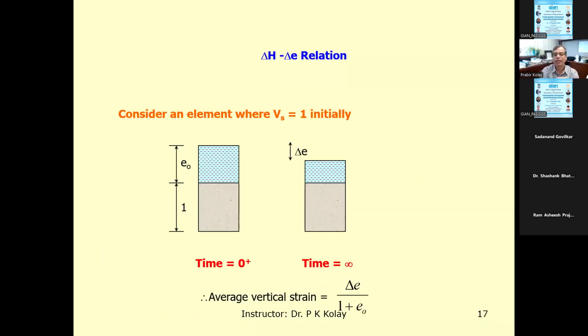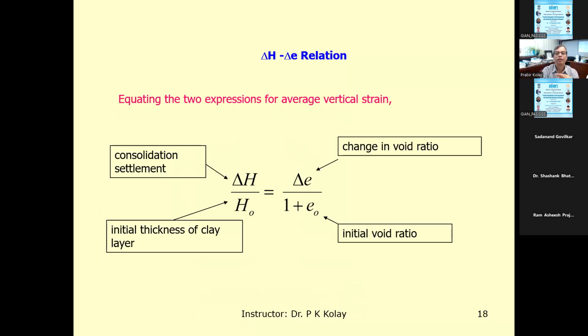And there are relations with the void ratio. You can calculate the settlements from there. So here, this is the relation: change in height by original height equals change in void ratio by 1 plus e naught. So if you know the consolidation settlement, you can easily calculate.